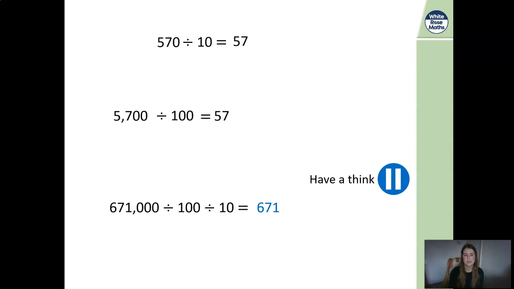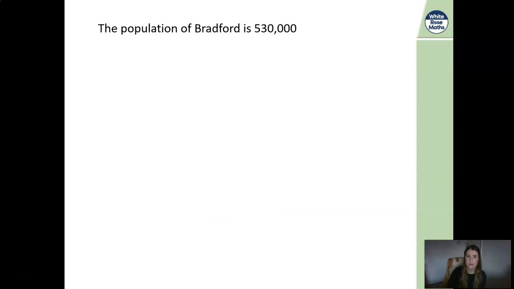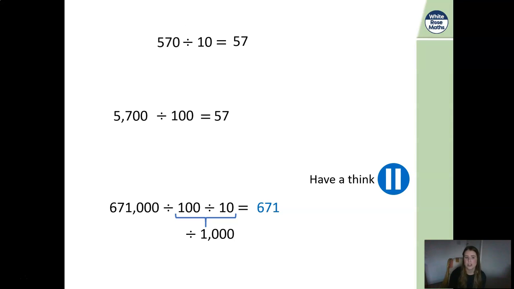So we know that 671,000 divided by 100 divided by 10 is going to give us 671. So let's explore the different ways we could do it. You could either just do it as dividing by 100 and dividing by 10, or we know that if we're dividing by 100 and then by 10, with those 3 zeros means we must be dividing by thousands. So we could just rewrite that sum, and it can just be 671,000 divided by 1,000, and it's still going to give you the same answer.